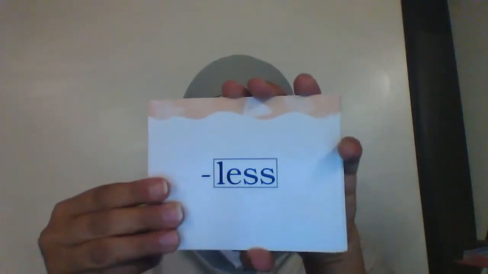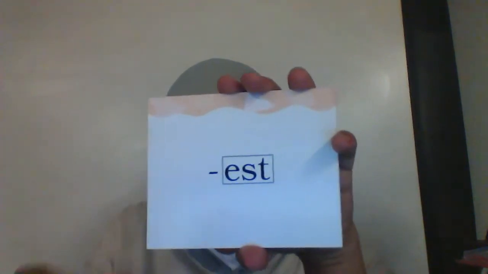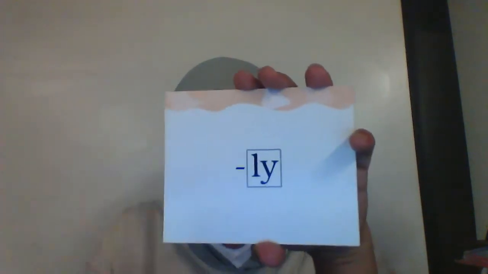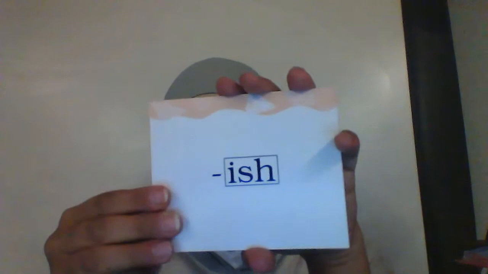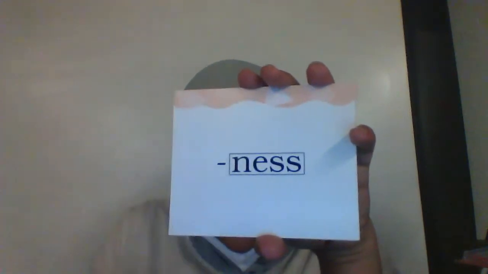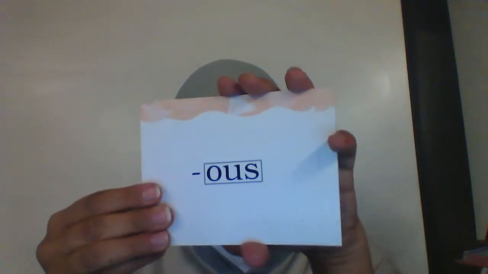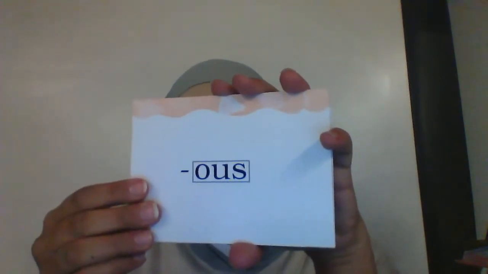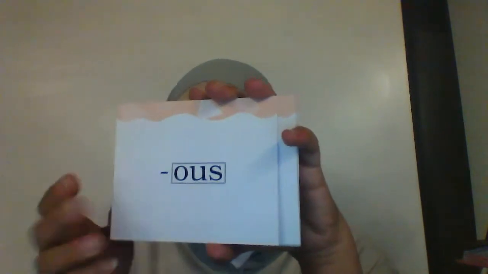Suffix S, suffix left, suffix E, suffix A, suffix R, suffix S, suffix left, suffix E, suffix is, suffix ish, suffix A. Us. I'm sorry, it's us. Suffix us. Very good. Keep going.